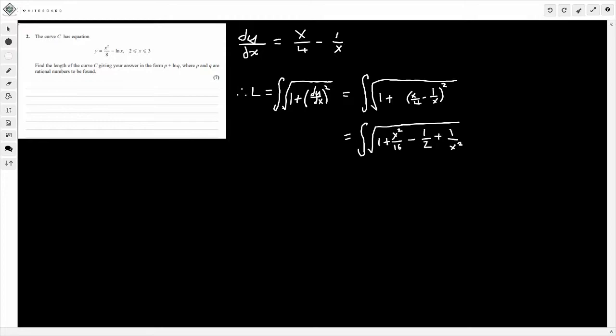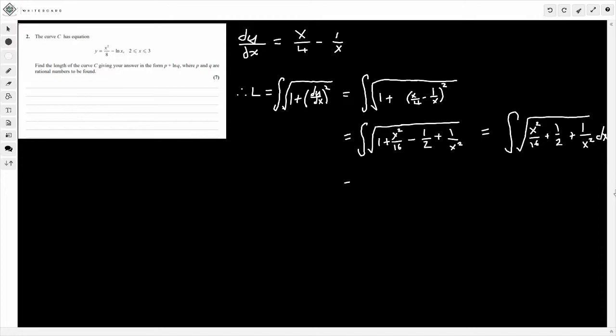So I'll just simplify the expression underneath the square root. 1 minus a half is clearly a half. So what we get then is the integral of the square root of x squared over 16 plus a half plus 1 over x squared. This should be a dx at the end of this as well, so that's dx. So this is my expression at the minute.